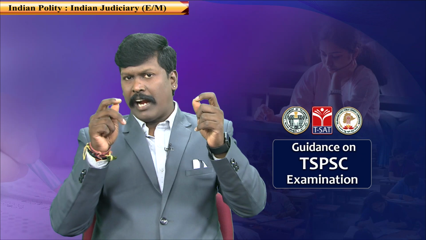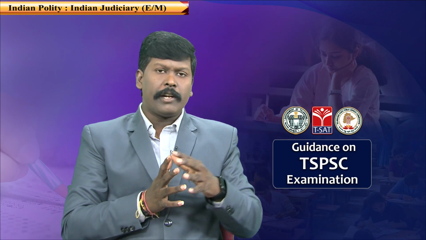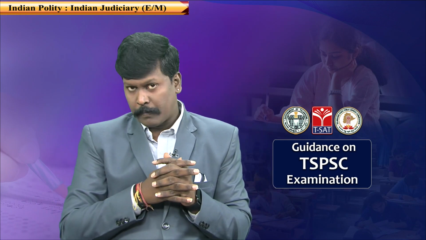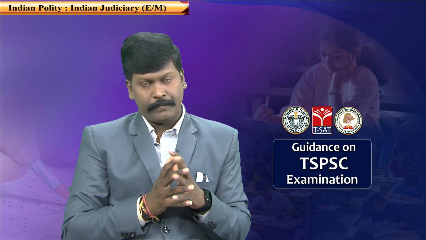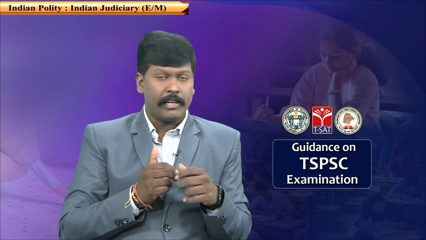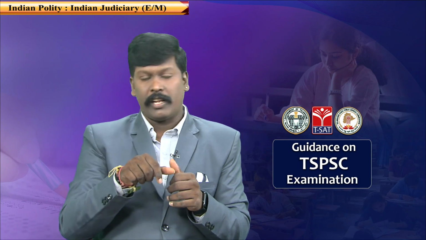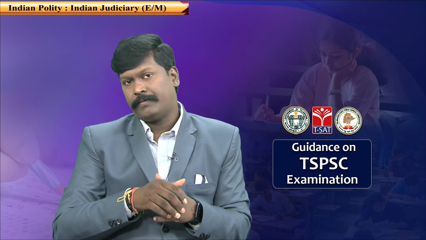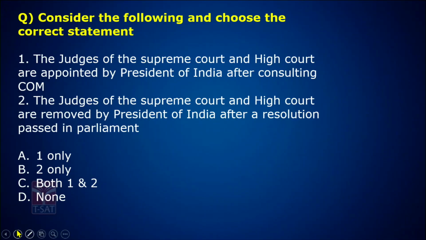According to this Contempt of the Court Act of 1971, there are two types of contempts. The first one is civil contempt, the second one is criminal contempt. When any person is disobeying the order of the Supreme Court and High Court, disobeying the judgment, it is called civil contempt. When any person is defaming the court, defaming the judiciary, degrading the judiciary, it is called criminal contempt. For both, a person can be punished. Okay, so this is answer A. Look at the next question.